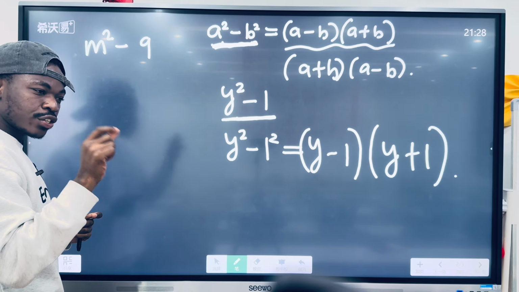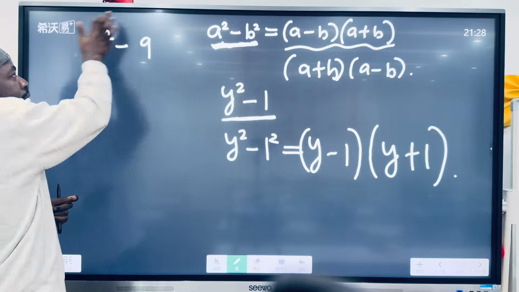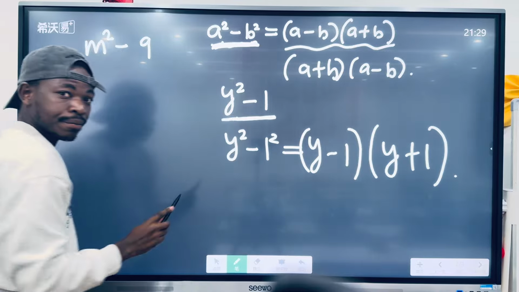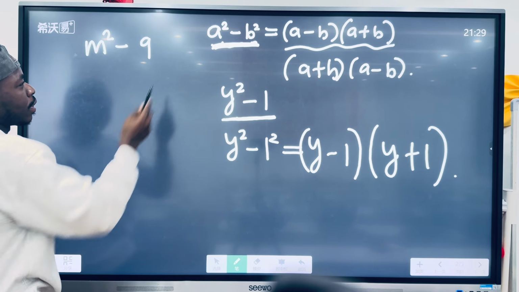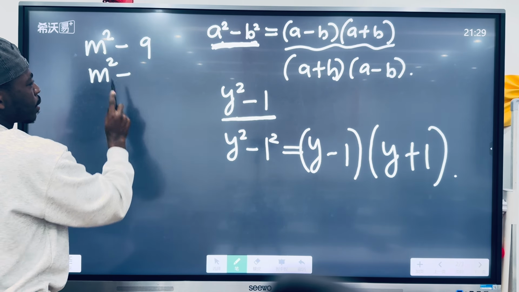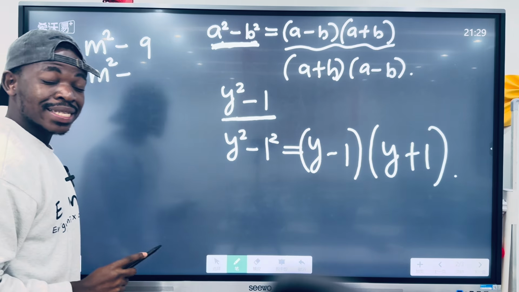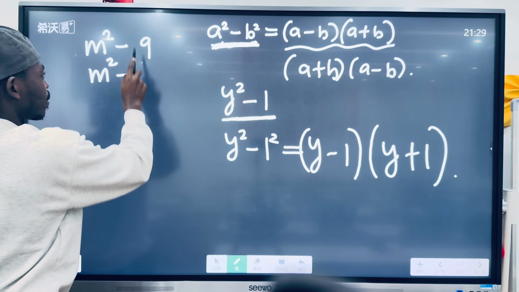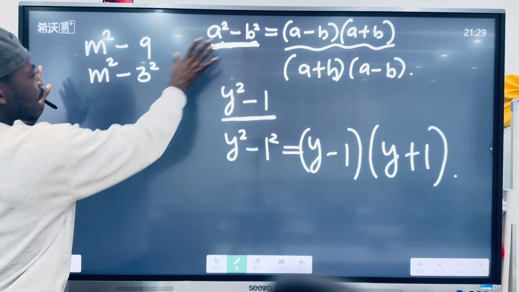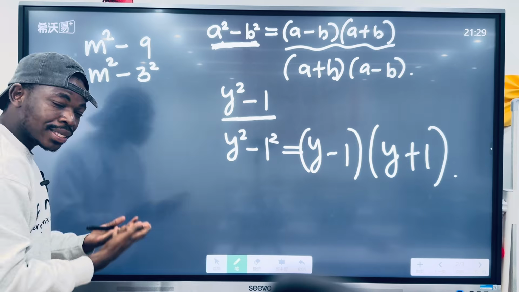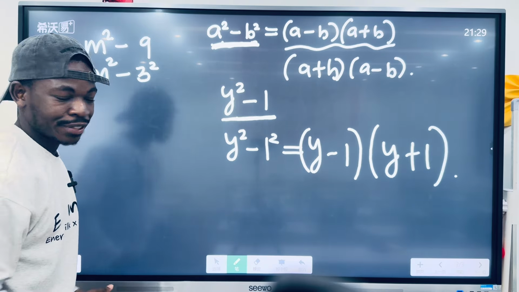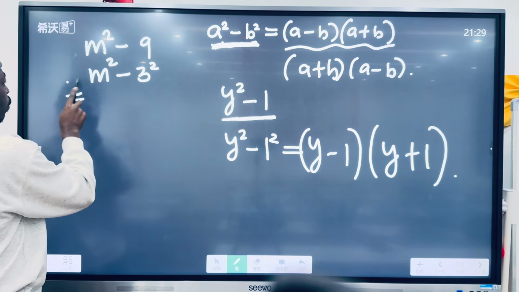Then the next question you're going to ask yourself is, can I write this expression in this form? Okay? Yeah. So let's see if we can write it in that form. So what we're going to have, this m squared minus 9 can be written as 3 squared. So 9 can be written as what? 3 squared. Because you can have that form, it means we can now easily apply this rule and factorize our expression. So let's now complete our factorization.